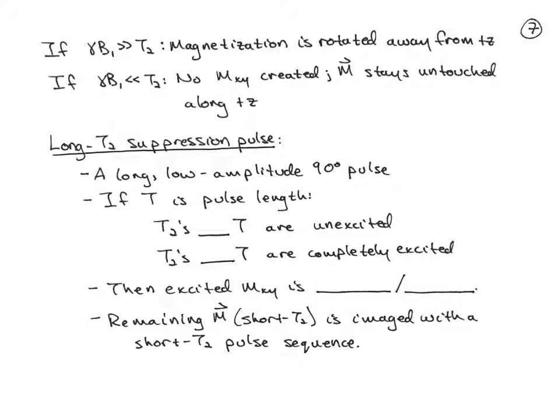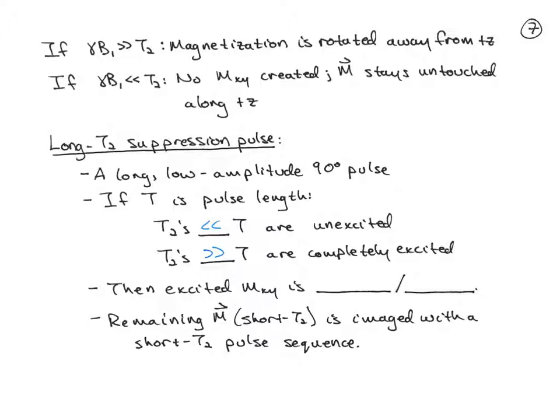So we can exploit this by playing out a long T2 suppression pulse. This is a long pulse with a low amplitude. It's a 90-degree flip angle. And if we denote T as the pulse length, then components with T2s much, much shorter than the duration of the pulse are not going to be excited. And the components with T2s that are much, much longer than the duration of the pulse are completely excited.